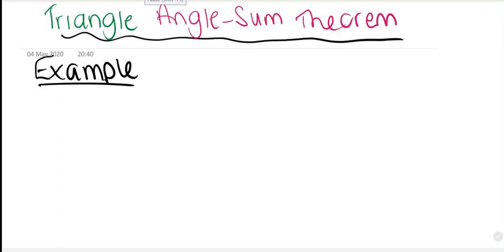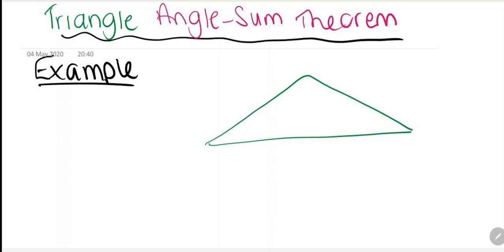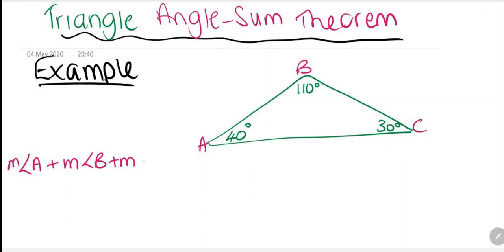The triangle angle sum theorem. This states that if you have a triangle ABC, so let's label our triangle ABC, and the angles in our triangle are, say, 40, 110 and 30. We can say that the measure of angle A plus the measure of angle B plus the measure of angle C is 180.